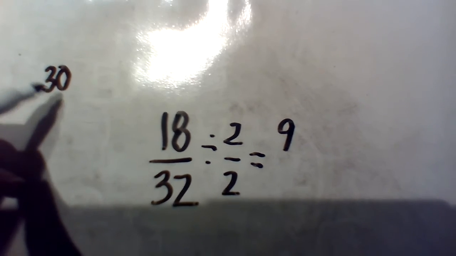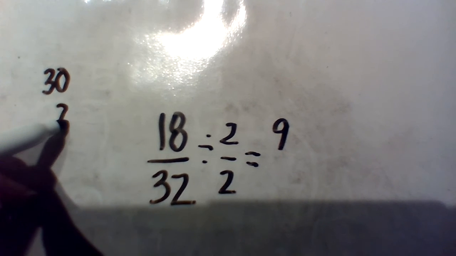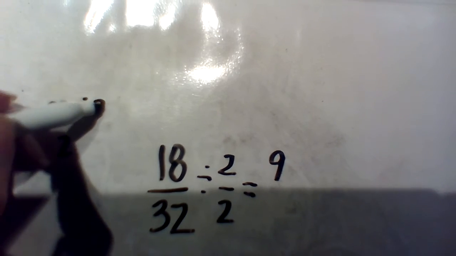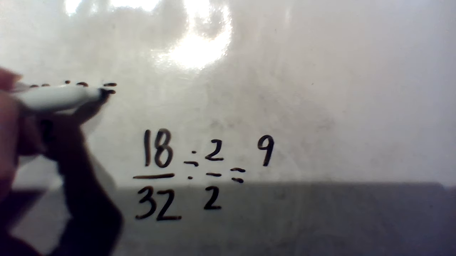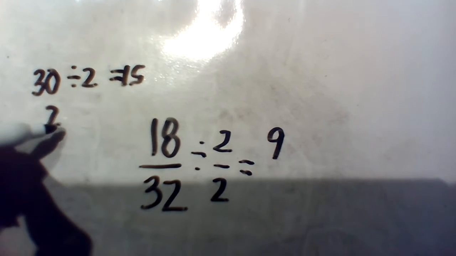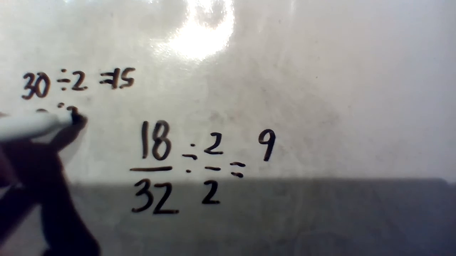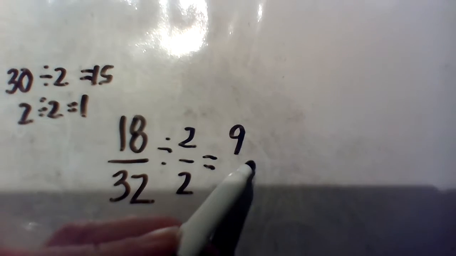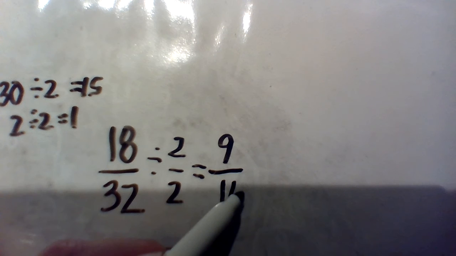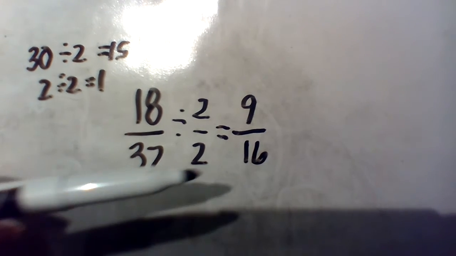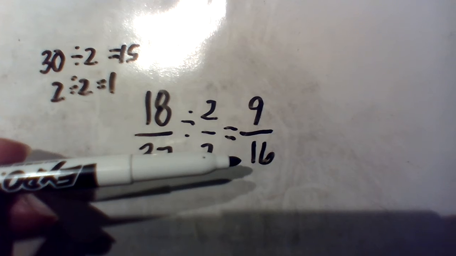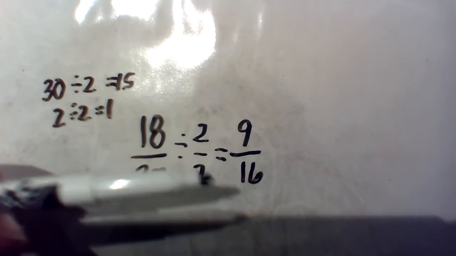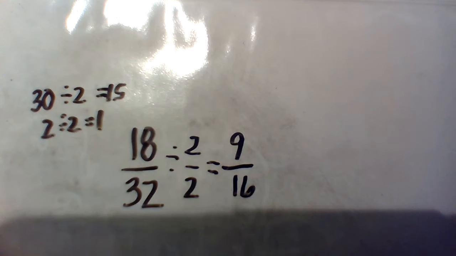I'm going to break this up 2 ways, because that way, if you're not sure, if I do 30 divided by 2, I think of a clock, and I'm going to get 15. And when I do 2 divided by 2, I'm going to get 1. So when I add these 2 together, I'm going to get 16. Just want to show you all these different ways that we can come up with it. So 9 over 16 is going to be my simplest form. Okay, so I'm going to kind of circle that. Hold on. All right, so we just circled that.